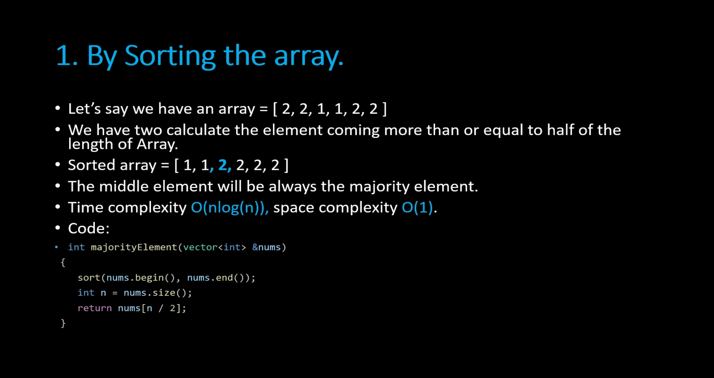Now you can see that the middle element, which is 2, is always the majority element because any element that comes more than n/2 times after sorting will always be in the middle. And the time complexity for this approach is O(n log n), and space complexity is constant. So here is the code, you can see it.